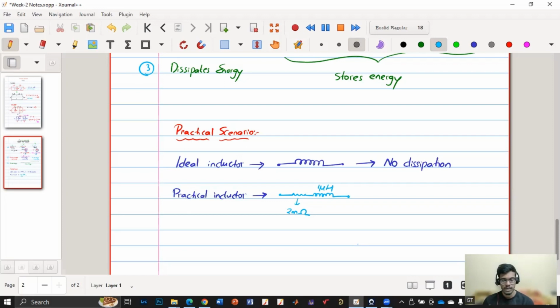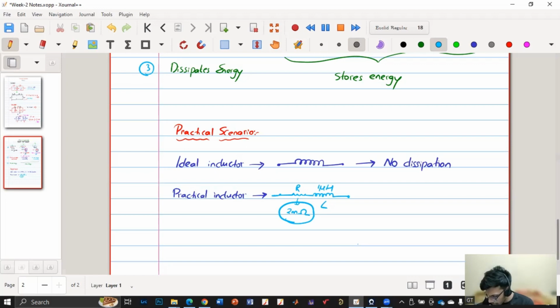Maybe the value could be a fraction of a milliohm, but it will be there, and we cannot make a purely pure inductor whatever we are using. People try to manufacture inductors so that this value is as small as possible, and depending upon that, the energy dissipation factor will change. So let us assume we have bought 1 microhenry and there are 2 milliohm in series. So now not only is this inductor a storing element. So this is our entire product.